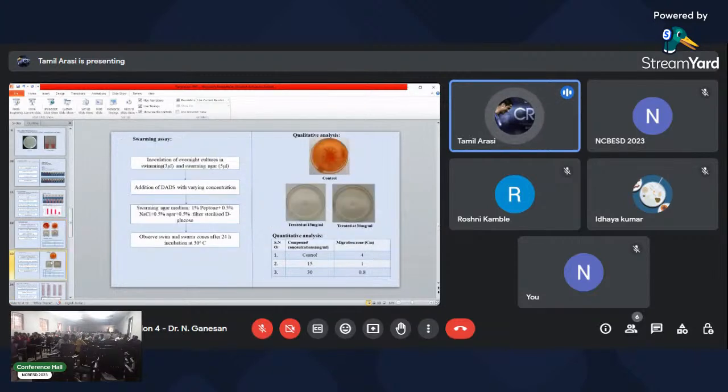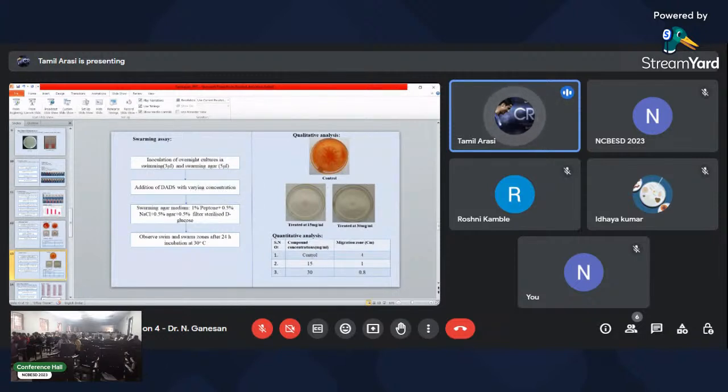And then the swarming assay. I've done the swarming assay using this method, which is already described in the flowchart form. And here in qualitative analysis, you can see the swarming zone. In the treated Petri plates, you can't see anything because there is only one round at the center. The compound did not allow the bacteria to swim well.